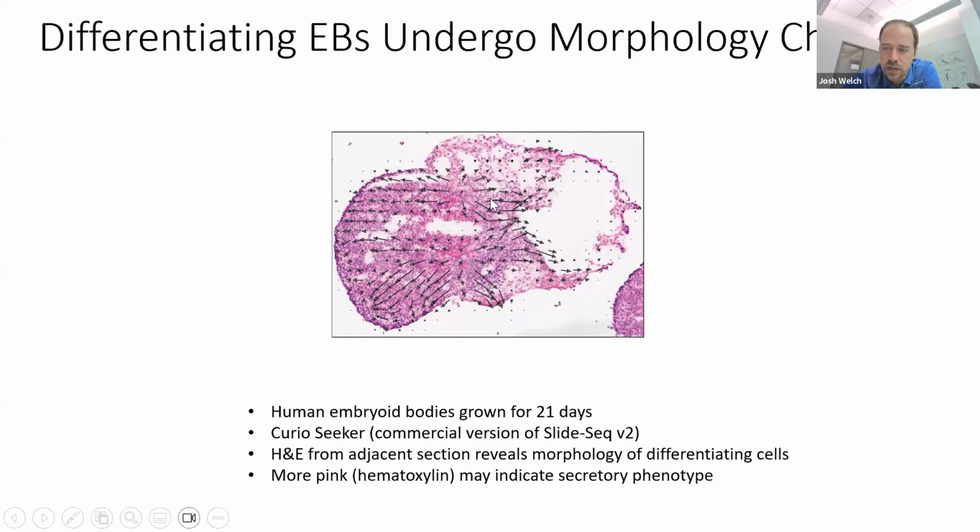And this is a hematoxylin and eosin stain. Pink, I believe, is hematoxylin, which stains for proteins and endoplasmic reticulum. And so this abundance of pink stain near the origin of differentiation could indicate secretory activity. But in general, the idea of using differentiation inferred from spatial transcriptomics that also has morphology was pretty exciting, we thought.